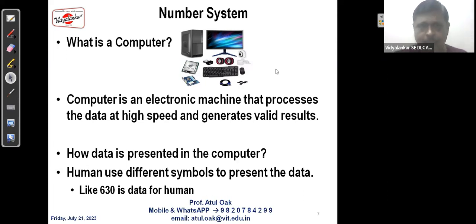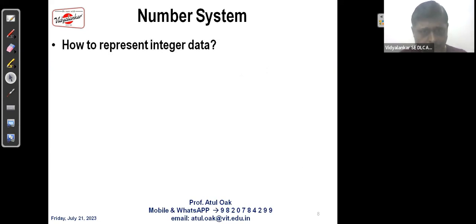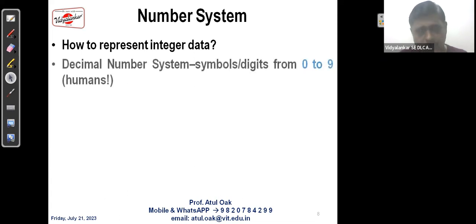Answer is, any data, let's say integer data, we always represent using decimal number system. We humans always talk decimal number system, digits 0 to 9. If I want to provide my mobile number, then all digits are from 0 to 9, and such group of 10 digits is decimal number system. So we humans always talk decimal number system whose base is 10.